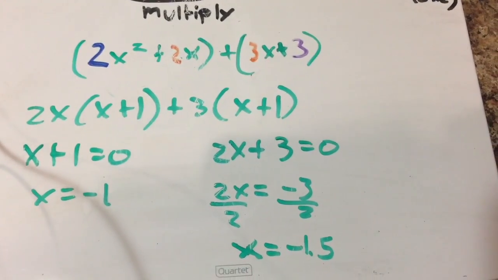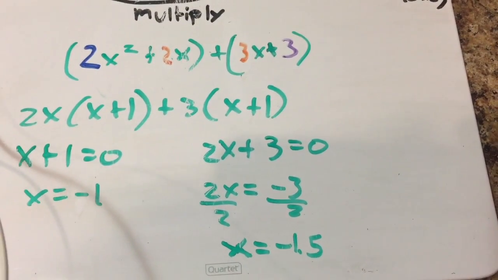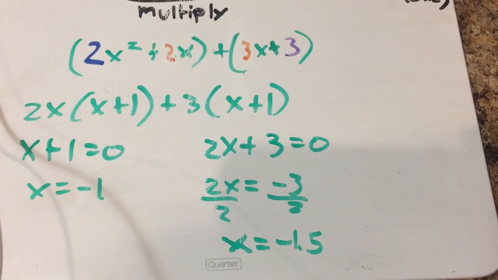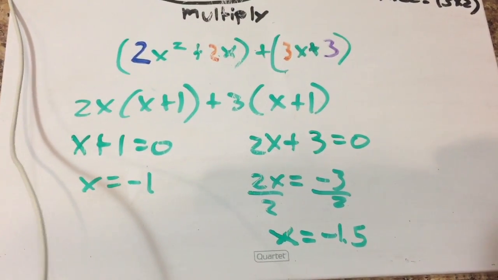2x plus 3 also equals 0, so we get 2x equals negative 3. So we divide both sides by 2 and we get x equals negative 1.5. So our two x-intercepts and roots are negative 1 and negative 1.5.